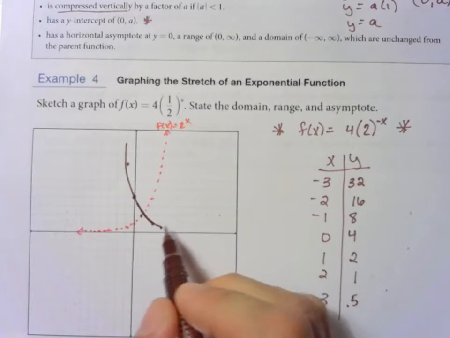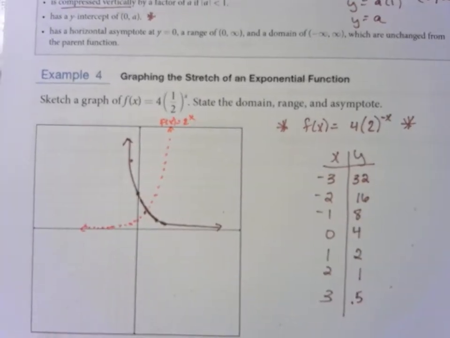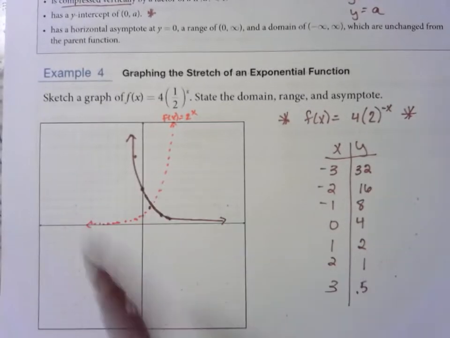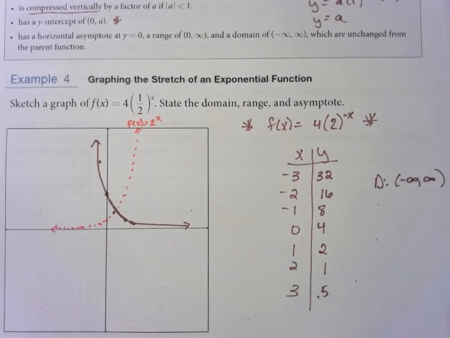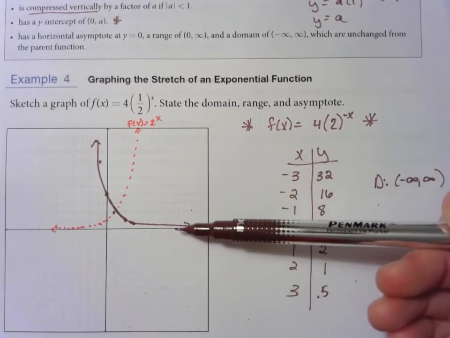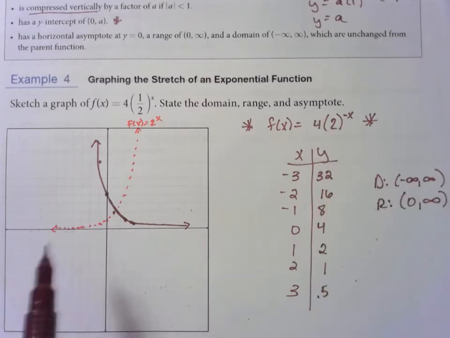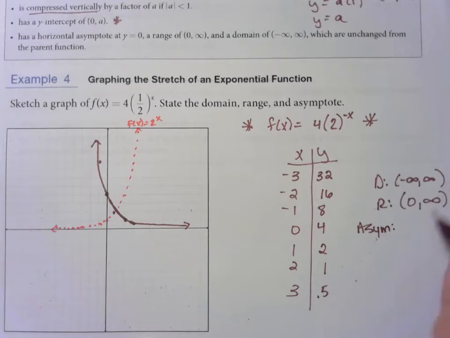Oops. I'm sure by now you're used to me drawing ugly looking graphs. Alright, so what is the domain of this function? It's going forever left, forever right. So the domain is everything. What is the range? Well, the range hasn't moved. It's starting at 0 and going up. Don't include the 0 though. And then the asymptote is still the x-axis. So the asymptote is still y equals 0.